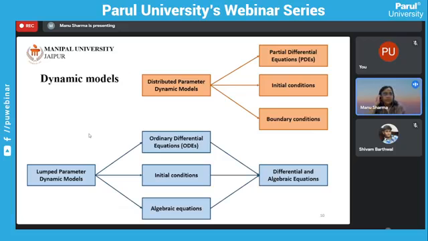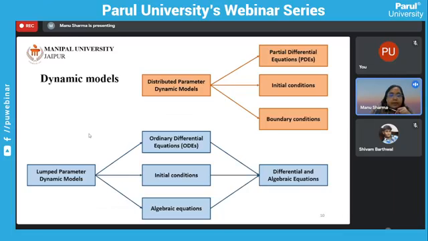Coming to the different models, dynamic and steady state models. By dynamic, we mean that the conditions are changing with time. Steady state means the conditions are not changing with time. So we have different models, lumped parameter and distributed parameters. The overview I have already given to you.